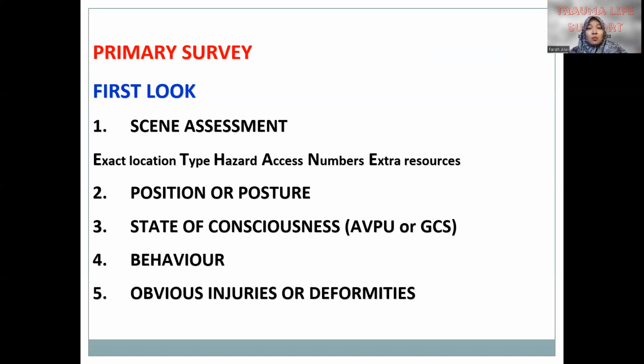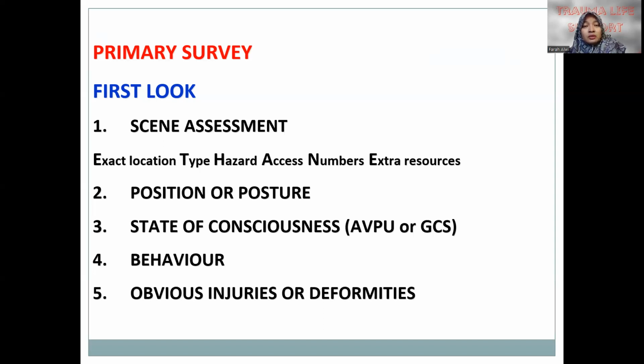Hazards. What are the hazards that can happen in the scene? For example, lori minyak terbalik. So you would expect oil spills and fire can happen. Or you have a collapsed building, so you will expect there might be a further collapse in the remaining building. And then kita go to access.